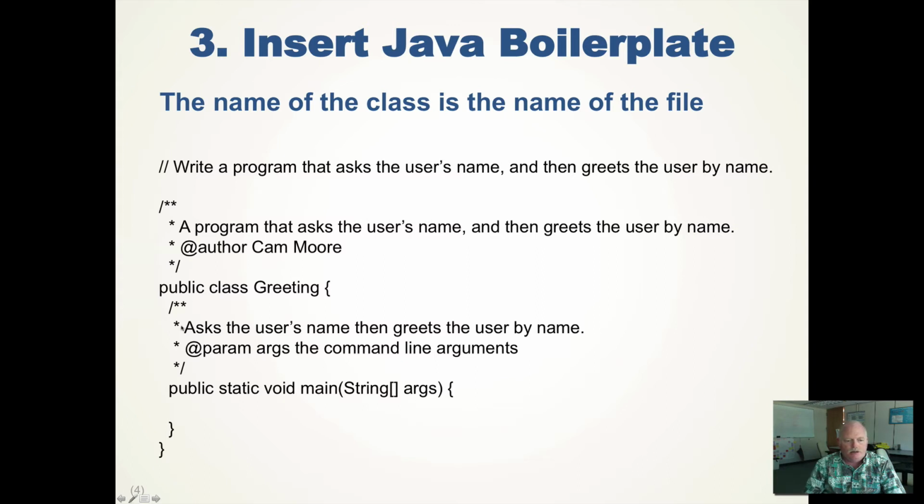And again, the Javadoc comment describes what this subroutine does, and since we're going to do all our work in main, it basically does what the program's supposed to do. So it asks the user's name and then greets them by name. And we have the @param tag that says that this main subroutine has a parameter args, and it is the command line arguments. So if you type java Greeting and then hello, hello would be the first string in the array of strings.